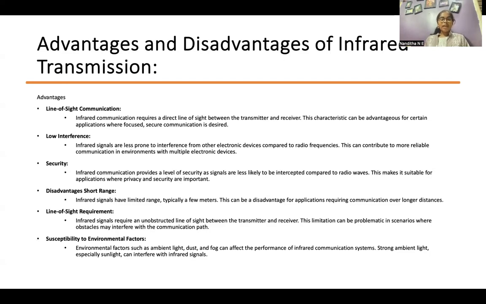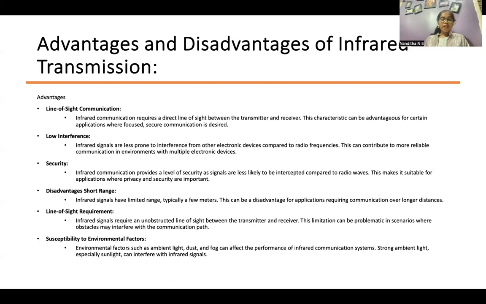Low interference. Infrared signals are less prone to interference from other electronic devices compared to radio frequency. This can contribute to more reliable communication in environments with multiple electronic devices.